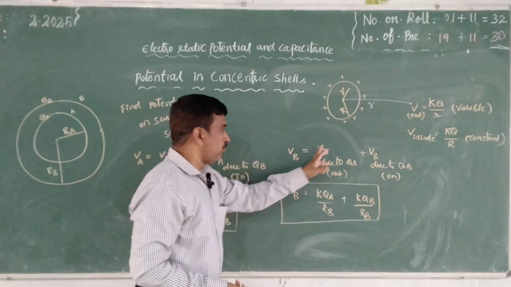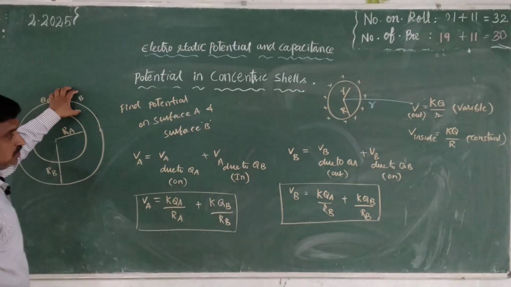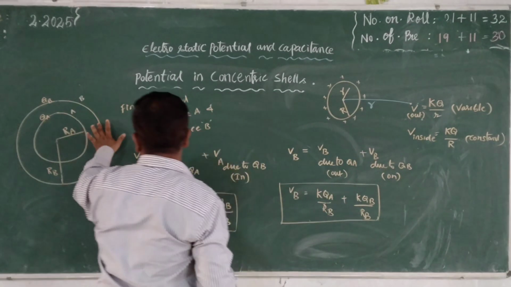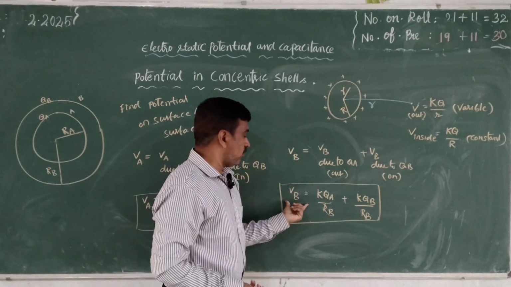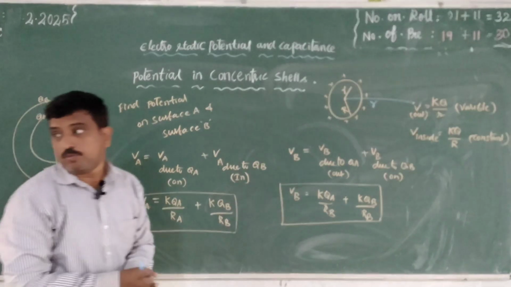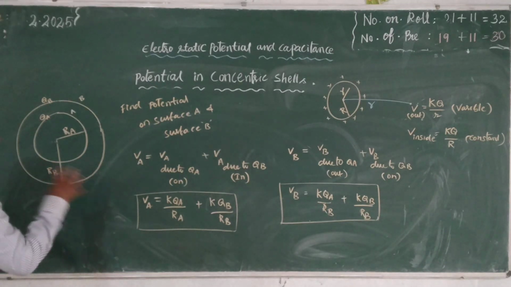The potential on B due to QA is an outside point, and the potential on B due to QB is on the surface. So we can write VB equal to kQA by RB plus kQ by RB. That is the potential on surface A and surface B.